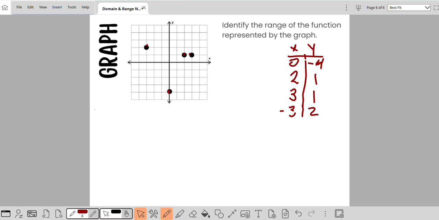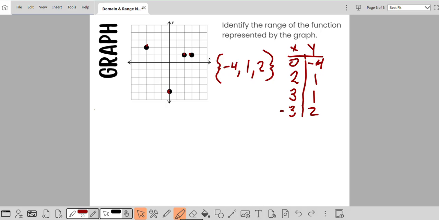All right, so that means that my range is negative 4, 1, and when you have it duplicate, you only write it once. You don't have to write it again. And 2. So my range is negative 4, 1, and 2. All right. Now there's another method, again, the way I prefer. So I'm going to show you again.